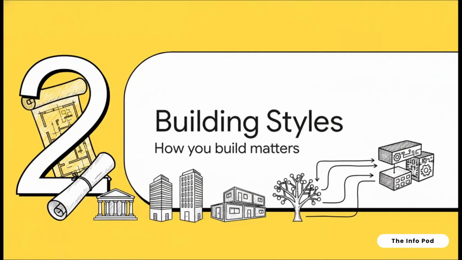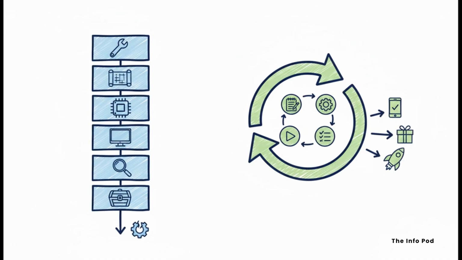Okay, so you've got the blueprint, but that's only half the battle. You also need a building style. See, in software, there are different ways to follow that blueprint, and the style you pick has a huge impact on how things turn out. The two big philosophies here are waterfall and agile. Waterfall is the old-school, traditional approach. Think of it like building that skyscraper one floor at a time. You have to completely finish the first floor before you can even think about starting the second. It's very predictable, but also super rigid.